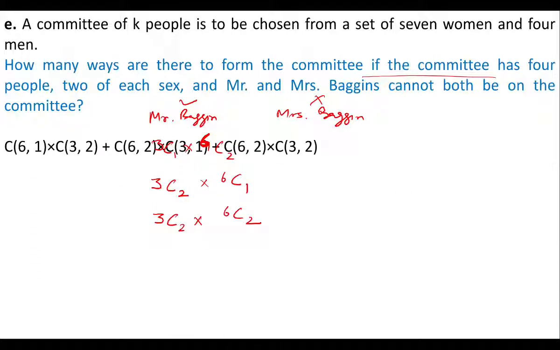Now can there be another approach? So another approach is again straightforward. We consider all possible cases, and among all possible cases we subtract the cases when Mr. and Mrs. Baggin are there in the committee. So all possible cases are 7C2 multiplied by 4C2, and subtracting when they are there in the committee. So 6C1, because Mrs. Baggin is there, so remaining women are 6, and 3C.